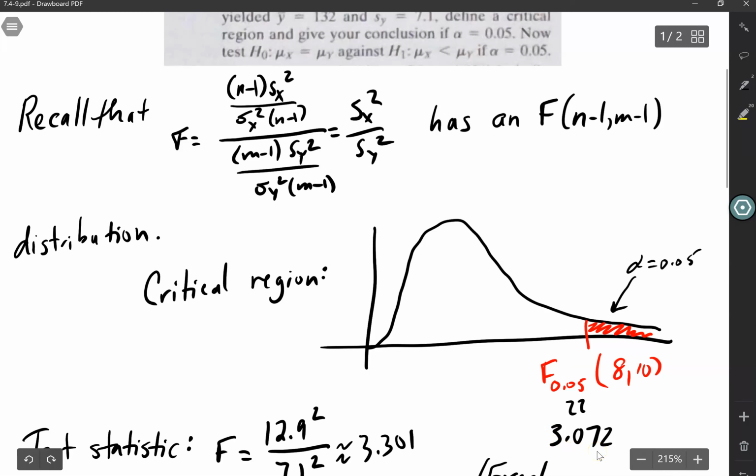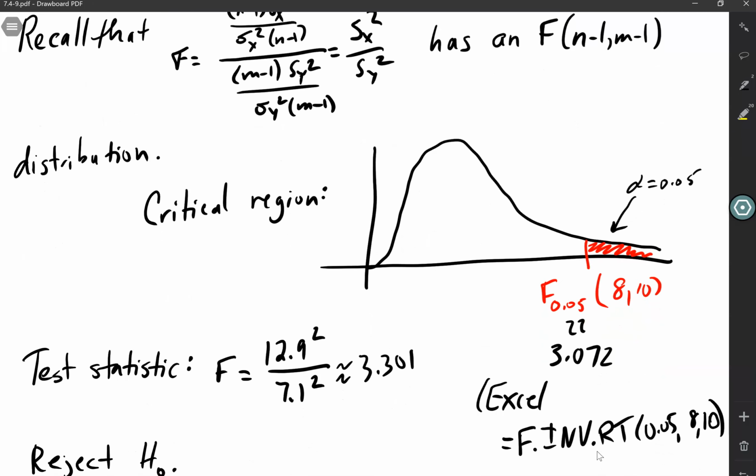You could look this up in the table in the back of your text or use Excel. The Excel command is what I've written down here. It's F.INV, so this is the inverse idea, right? You give it a probability, and it gives you the value associated with that probability. I use the .RT because it's a right-tailed test. We want a probability of 0.05 in our right tail. Numerator degrees of freedom again is 8. Denominator degrees of freedom is 10. So if you use this Excel command, you will get this value out.